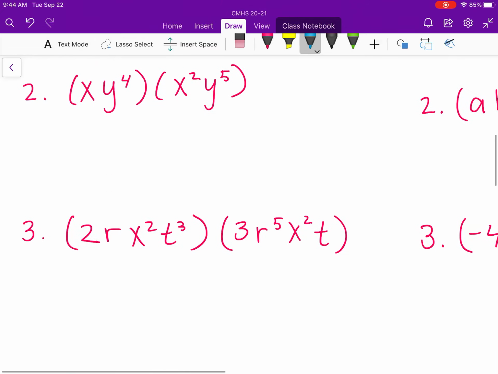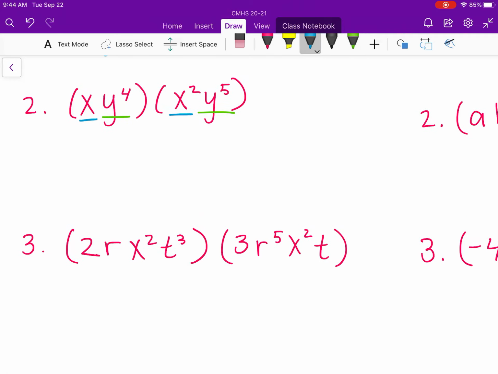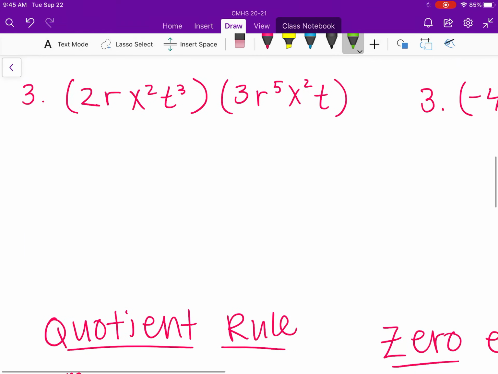The next one we have 2 x's and 2 y's. So we're going to combine those together. Our x's, here we have an invisible 1. Okay, if there's nothing with the x, I like to call it an invisible 1. So our x's, we have 1 and a 2, and then the y's, we have a 4 and a 5. So last but not least, our answer is x to the third power and y to the 9th power. Pretty easy, right? Let's try this one.